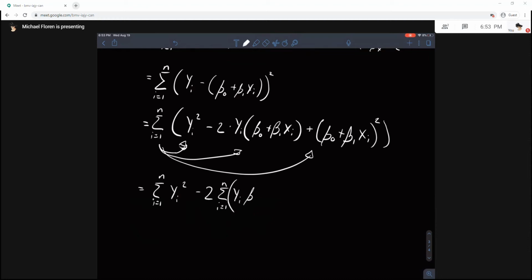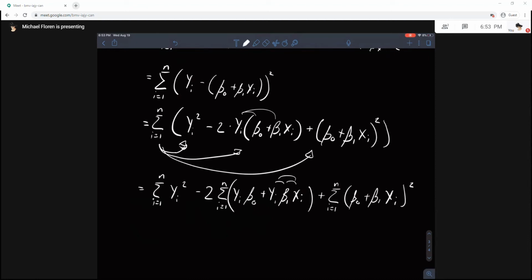And I'm going to actually distribute this y sub i in this step too. So y sub i times beta 0 plus y sub i times beta 1 times x sub i. And remember, you can rearrange these terms around if you want to. I'll do that in a bit. Plus the sum from i equals 1 to n of beta 0 plus beta 1, not beta i, beta 1 x sub i, quantity squared. And remember, you can't distribute a sum into a squared. You can distribute a sum into something that's just added together, but you can't distribute it into a squared.